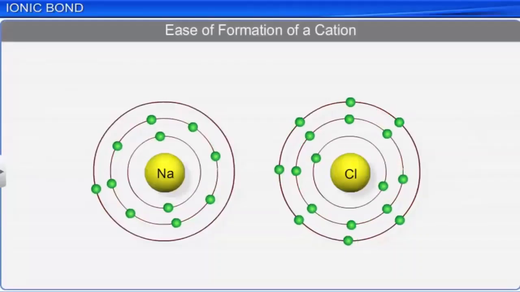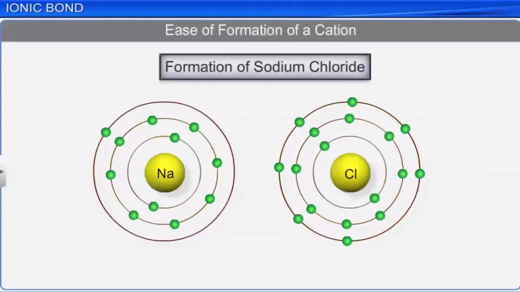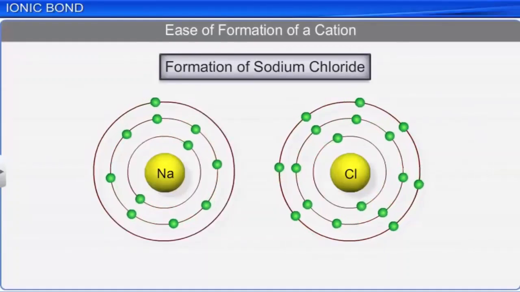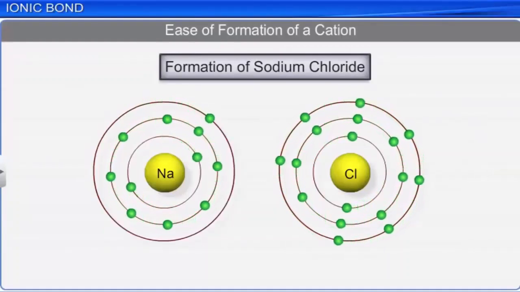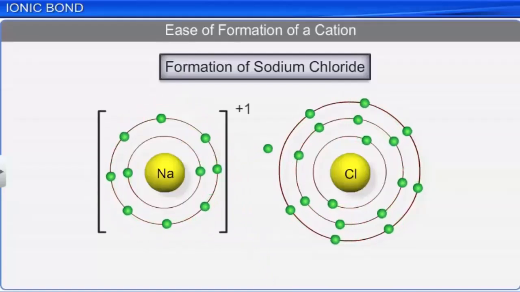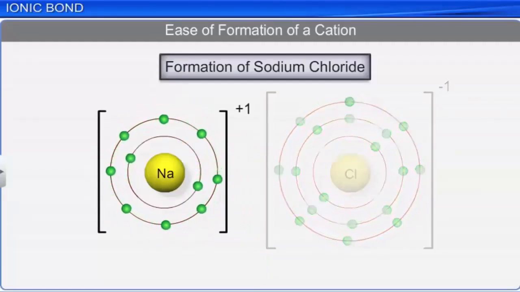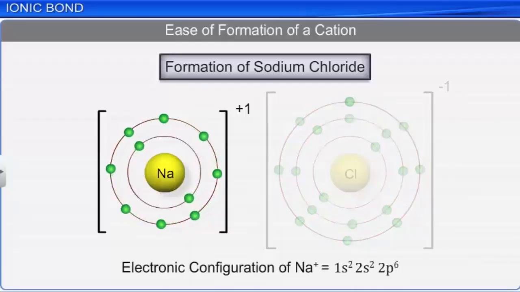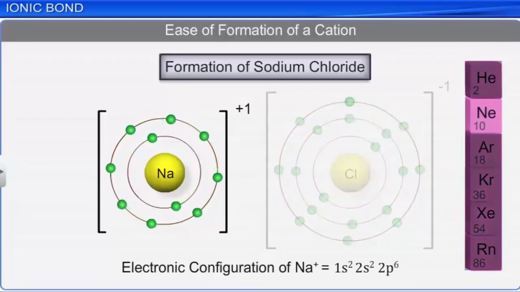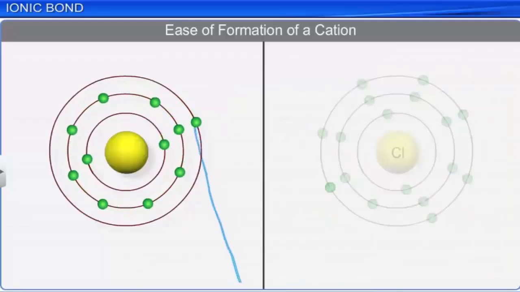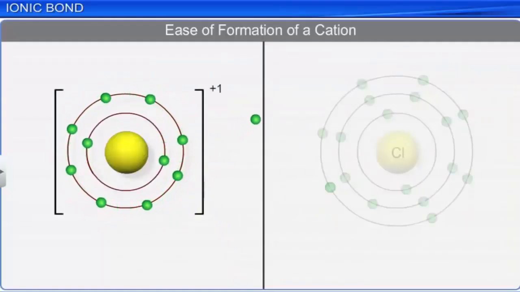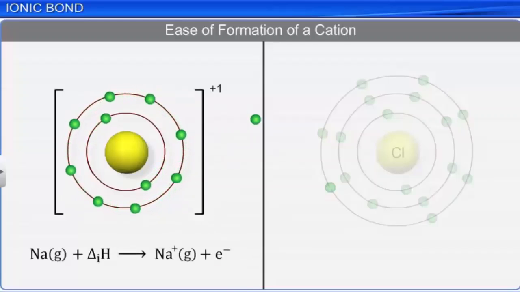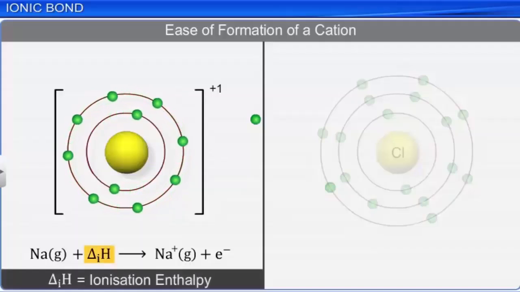Let us understand this by considering the formation of sodium chloride. In the formation of sodium chloride, sodium loses one electron and attains the configuration of its nearest noble gas, neon. The amount of energy required for the ionization of a neutral atom, which is sodium atom in this example, is called ionization enthalpy. It is always endothermic.